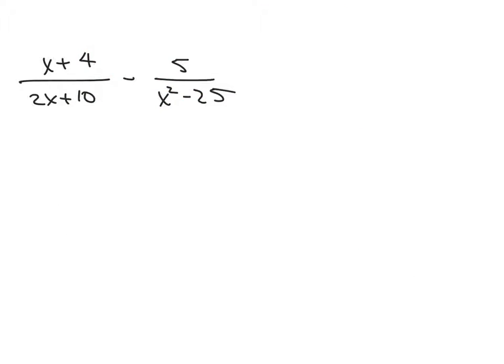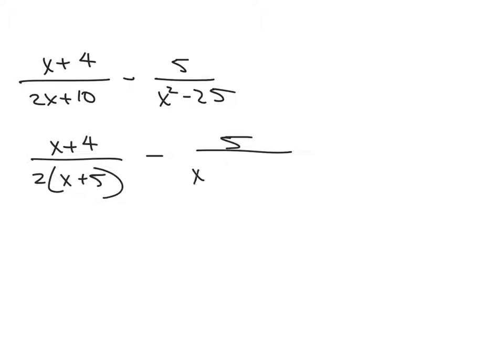Okay, so this is going to be subtraction here, so it's going to be a little bit different. So again, we're going to just simplify everything as much as we can. Difference of 2 squares. Okay, now we're going to look and see what we're missing. I have a 2 here and an x plus 5. What am I missing? I don't have an x minus 5.